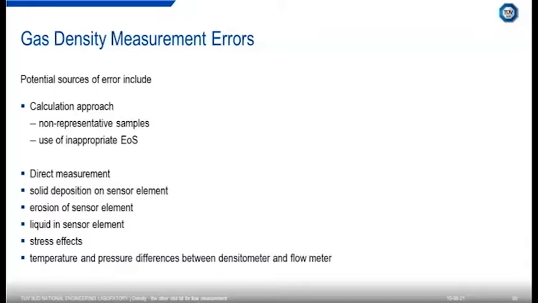For direct measurement techniques, potential errors include, obviously, similar to liquid errors, so solid deposition on the sensor element, erosion of the sensor element. You might say, how am I going to get erosion if it's a gas? Well, there could be liquid entrained in there, which can cause erosion. There can be solid in there. We've seen examples of that as well. Liquid in the sensor element obviously will cause mismeasurement. And again, they are oscillatory devices, so stress effects will also be a potential source of error. Again, as for liquid systems, temperature and pressure differences between the densitometer and the flow meter in a flow meter situation should be small.